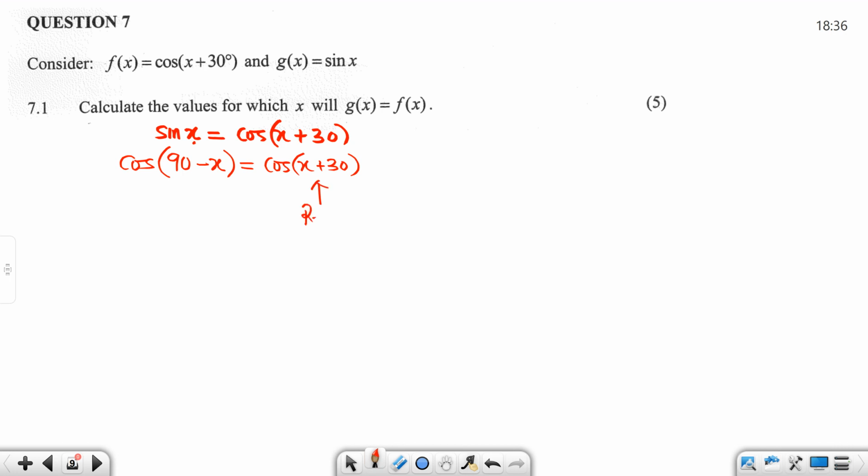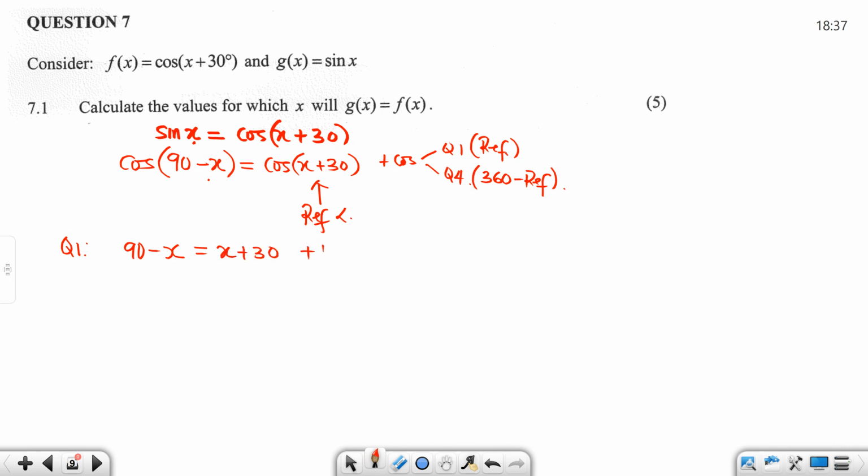This becomes your reference. And this is positive cos, right? Where are we? Quadrant 1 and quadrant 4. Quadrant 1, it is just the ref angle. In quadrant 4, it is 360 minus ref angle. Once you get to that point, you are just done with general solutions. So let's go to quadrant 1. What are we solving for? 90 minus x equals the reference. What's the reference? X plus 30 plus k 360.